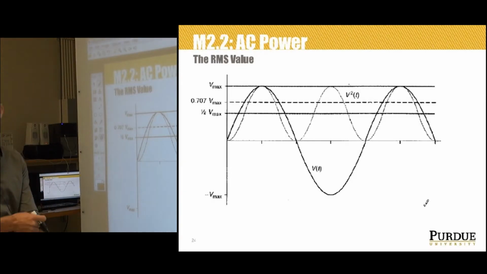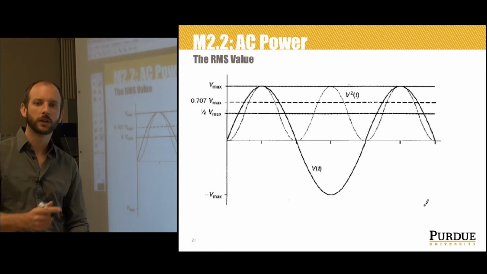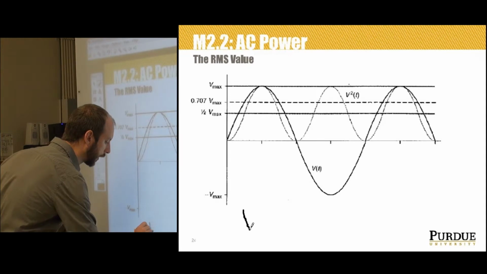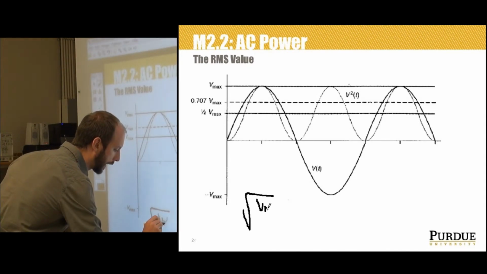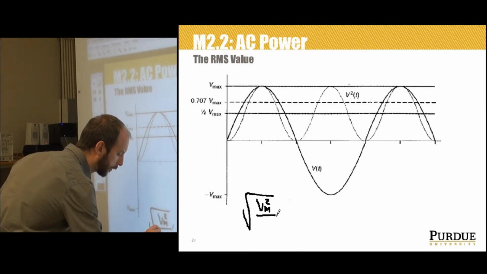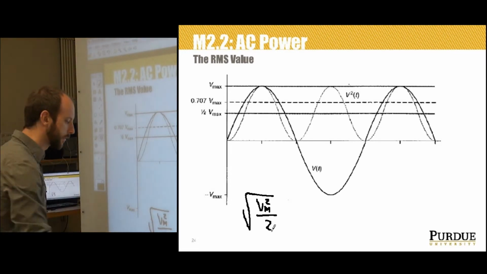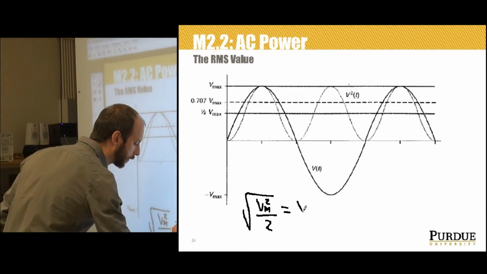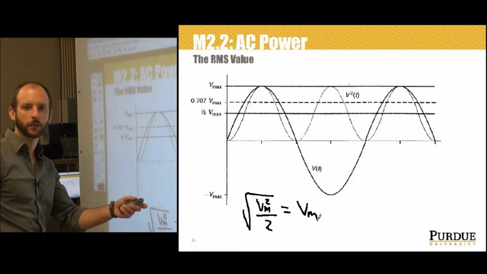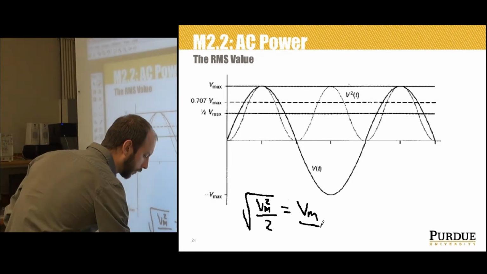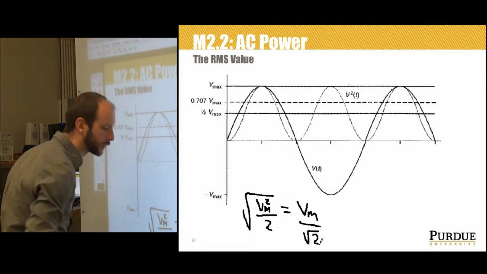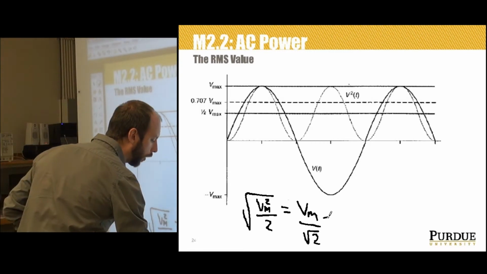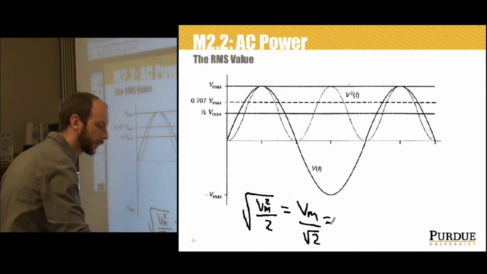The next step is to undo the squaring that we did in step 1 by just taking the square root. So if we take the square root of Vmax squared divided by 2, well, the square root of Vmax squared is just Vmax, or Vpeak. And then the square root of 2 is, unfortunately, an irrational number, so we get just the square root of 2. So we get Vmax over the square root of 2. Another way to write this is 1 over the square root of 2 times Vmax.